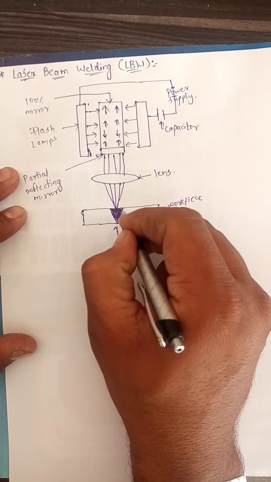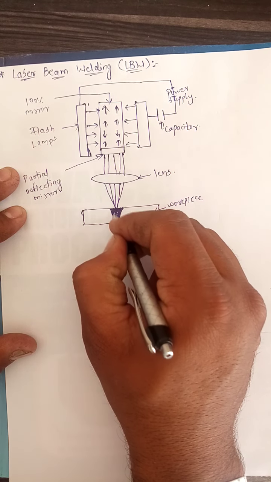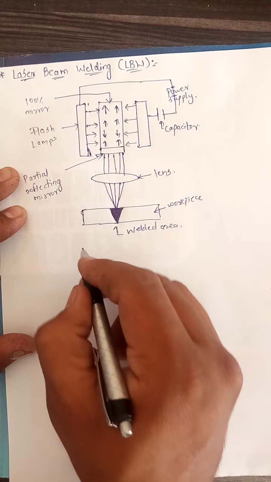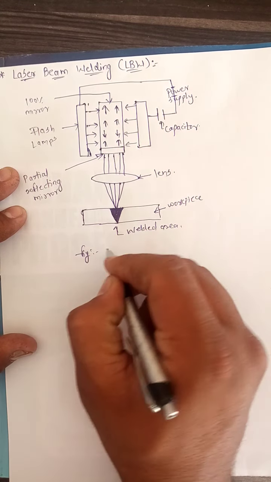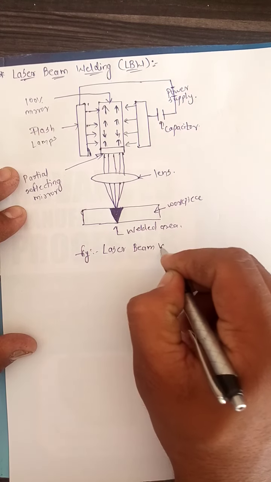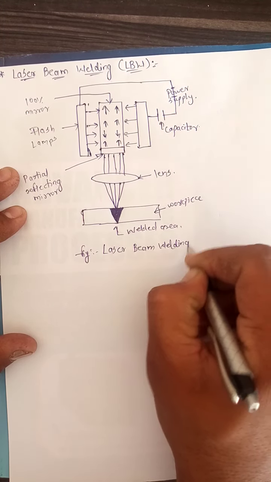This is a welding area as shown in the figure. The figure indicates laser beam welding.